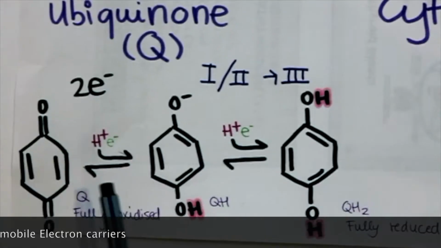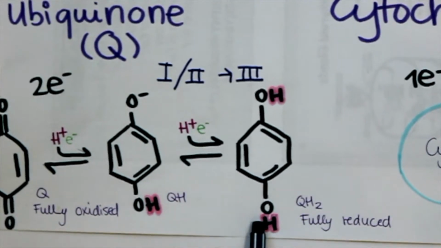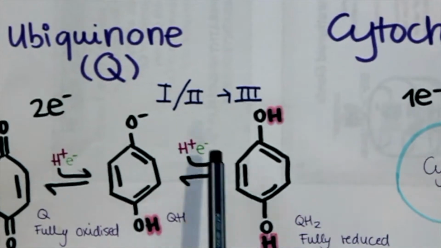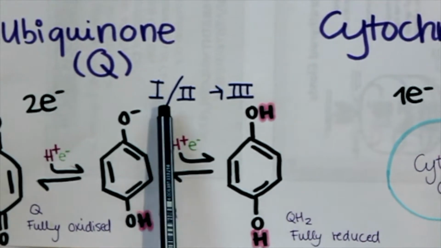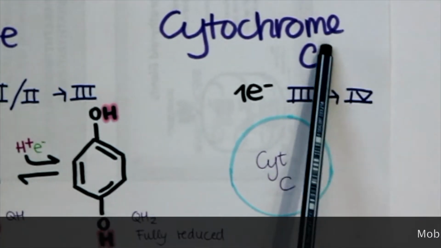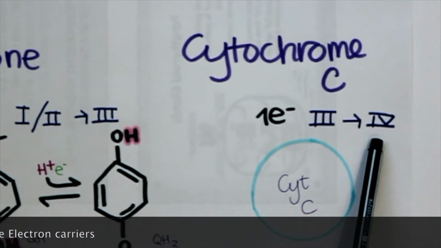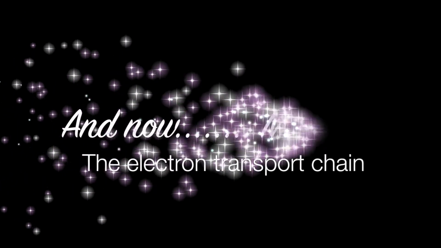It has 3 forms. The fully oxidized form has no electrons, the intermediate has 1, and the fully reduced form, ubiquinol, has 2. It can collect electrons from complex 1 and 2 and bring them to complex 3. Cytochrome C can carry 1 electron from complex 3 to complex 4. And now, magic.